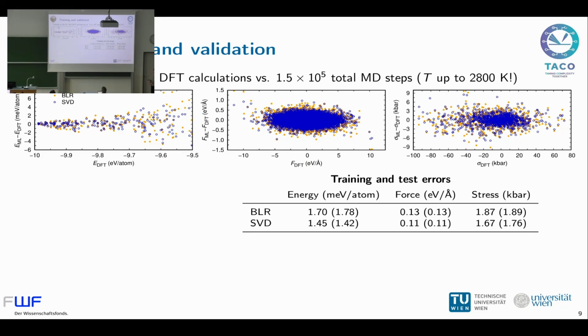These are the actual values of the errors. This is just to show you that including regularization or not does not make a major difference. Actually, we are more accurate when we do not include regularization with SVD. And also, these are the training errors, and these are the test errors in parentheses. So this tells you that we are not overfitting.